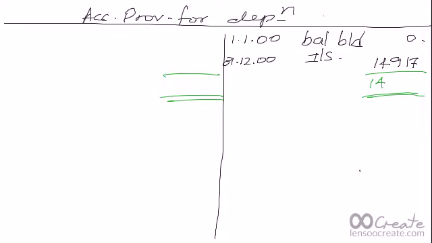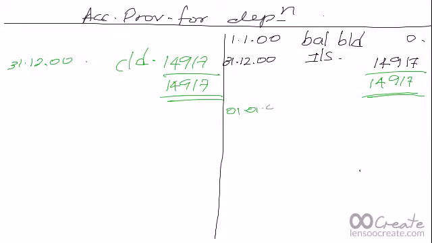Take the total 14,917, 14,917, carry it down. 31/12/2000, balance carried down. 1/1/2001, balance brought down, 14,917. Now let's go to the second year.